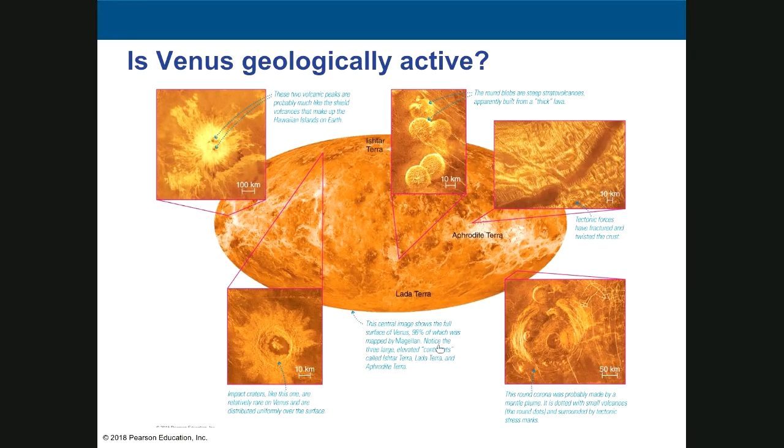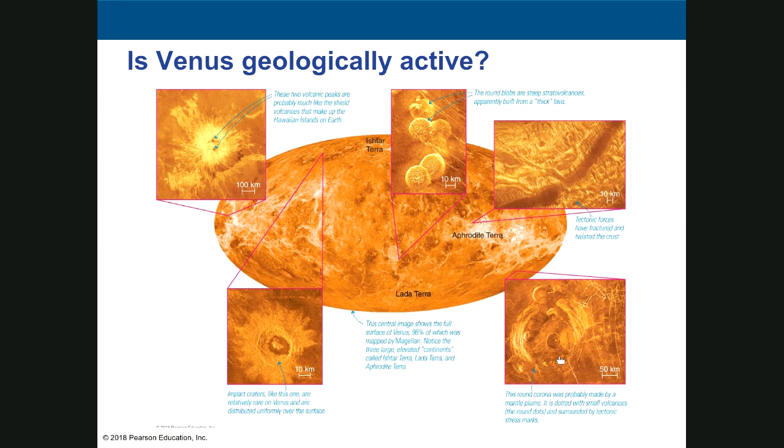And we want to notice the three large elevated, quote-unquote, continents. They're called Ishtar Terra, Lada Terra, and Aphrodite Terra. Okay, these areas here. When we look at them, we can see tectonic forces have sort of fractured and twisted the crust. And we can see some of these interesting features behind these volcanoes, and it's surrounded by evidence of tectonic stress marks.